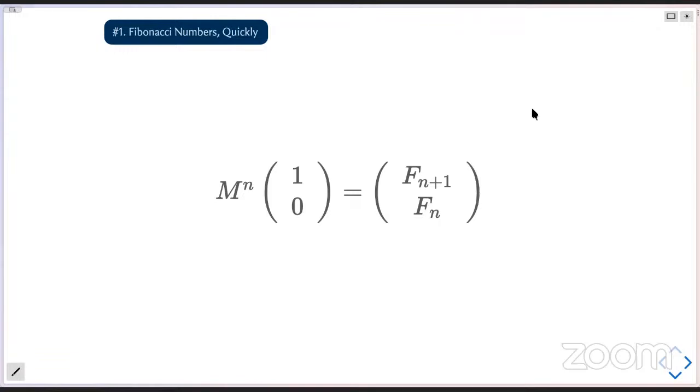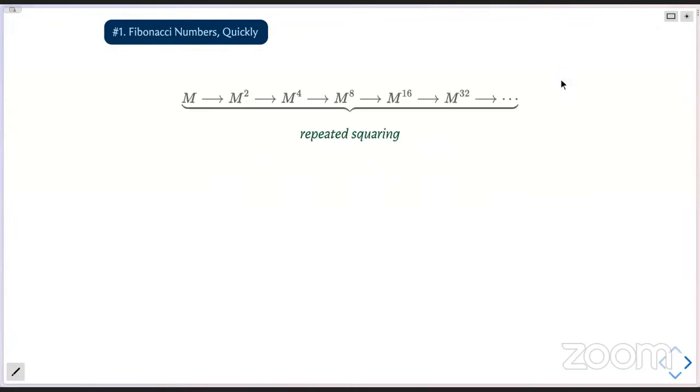So let's look at the relatively simple situation where N is a power of 2. There, for instance, you could just go M squared. If you square M squared, you get M to the 4th. If you square M to the 4th, you get M to the 8th, and so on and so forth. So each one of these arrows here reflects one matrix multiplication operation, one time that a 2 by 2 matrix is being multiplied by itself.